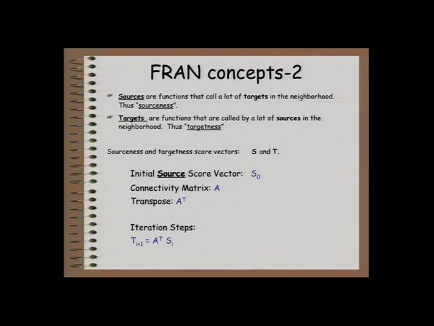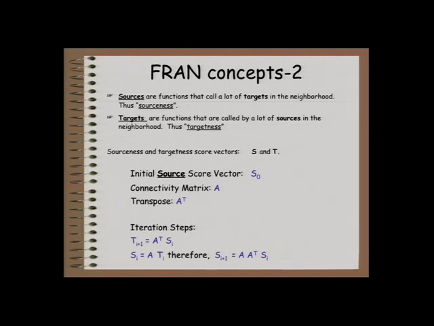And then you have the next step, which is the dual of it. So likewise, you take the targetness scores and you multiply it by the connectivity matrix. And likewise, if something is called from many sources, then that source will have a higher sourceness score, right? So then you can simplify it and get this kind of iteration.